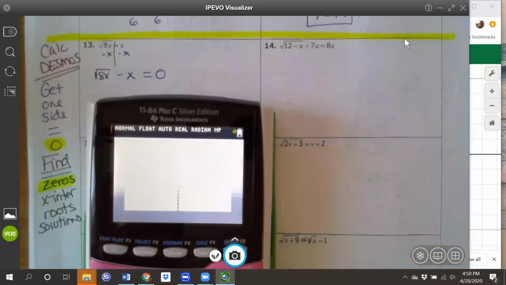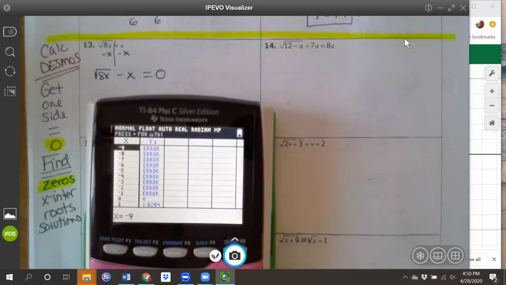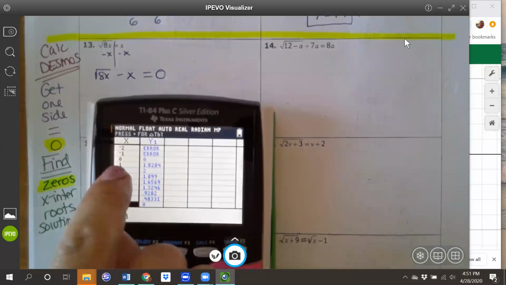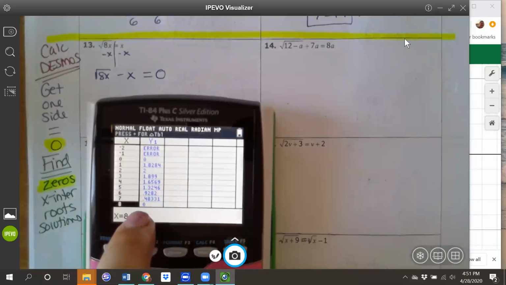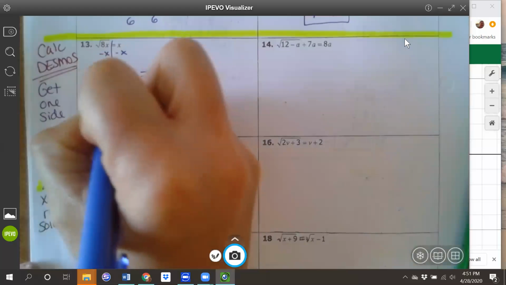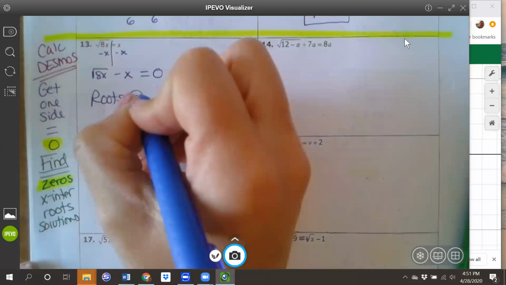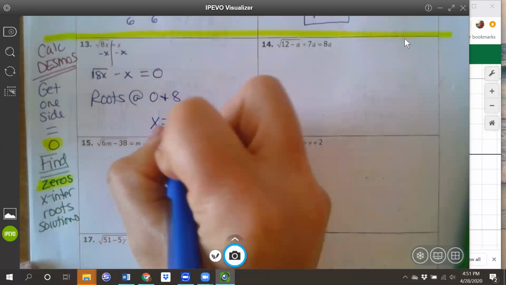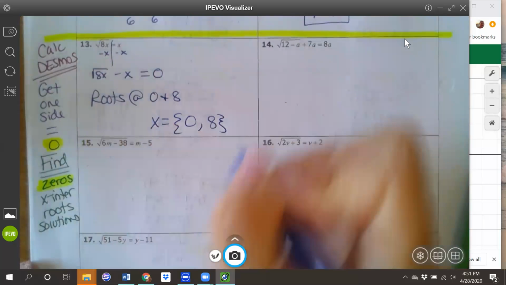Sometimes it's easier to look at your table of values, because in an x-intercept, you should have no height, which means that you should be looking for a y value of 0. So that means that x is 0. Here's another y value of 0. So that means that x is 8. Ladies and gentlemen, there are 2 answers here. You have roots at 0 and 8. So you can write that as 0 and 8.